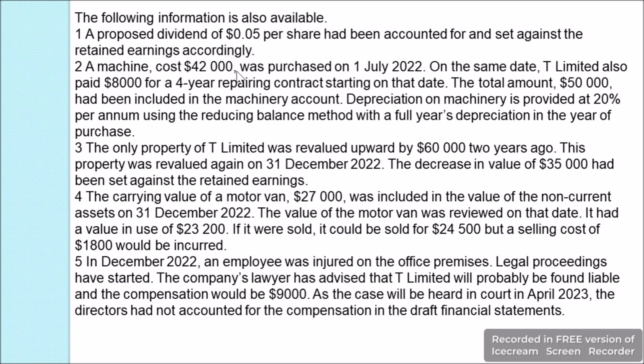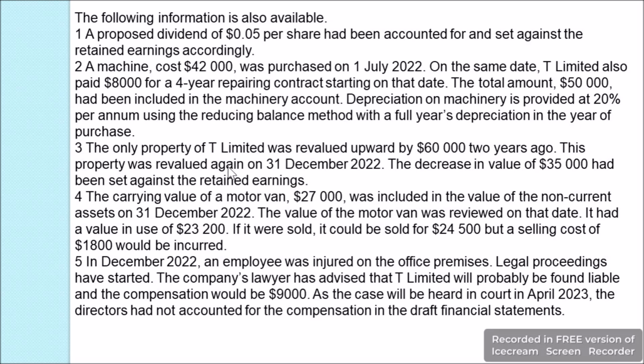A machine costing $42,000 was purchased on 1st July 2022. On the same date, T Limited also paid $8,000 for a 4-year repairing contract starting on that date. The total amount of $50,000 has been included in the machinery account. Depreciation on machinery is provided at 20% per annum using the reducing balance method with a full year's depreciation in the year of purchase. The only property of T Limited was revalued upward by $60,000 2 years ago.